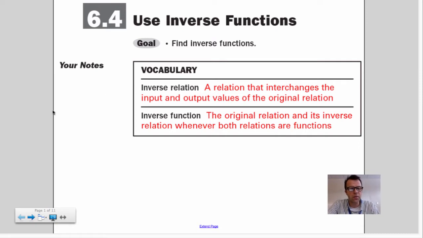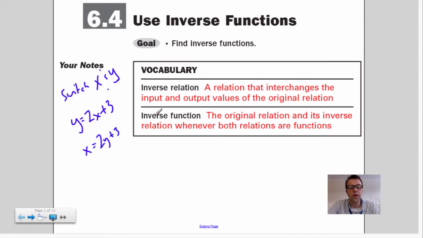So you might, on the side here, write, we switch x and y. So you take an equation and you would switch what, let's say you had an equation that said y is equal to 2x plus 3. And if you wanted to find the inverse relation, you would switch the x and the y.